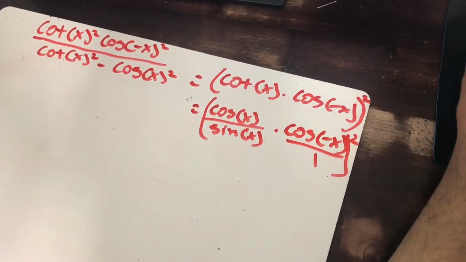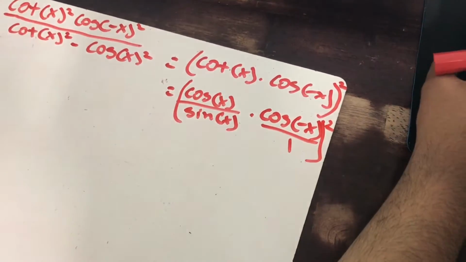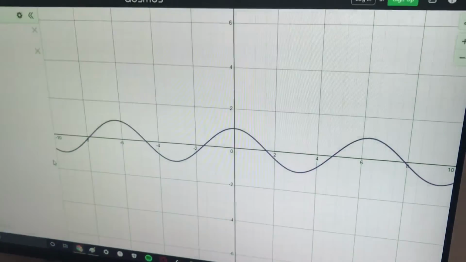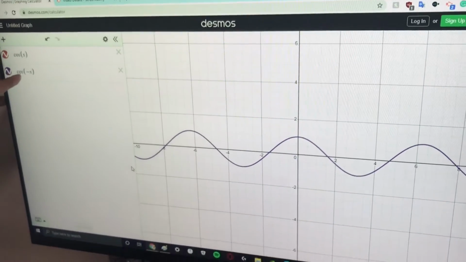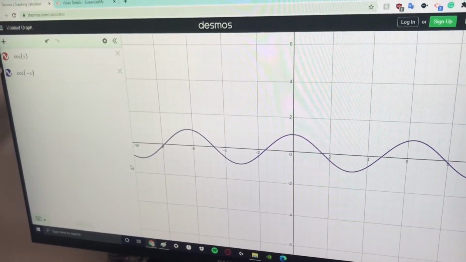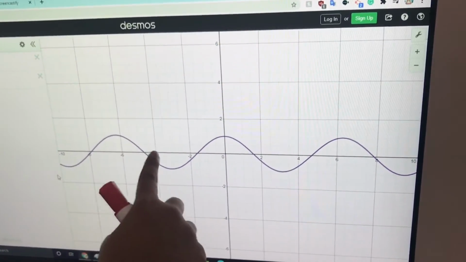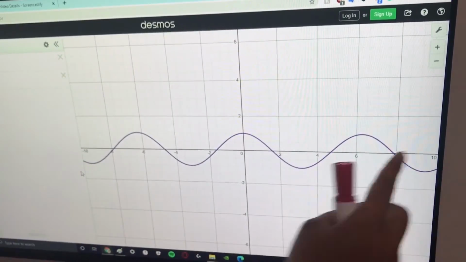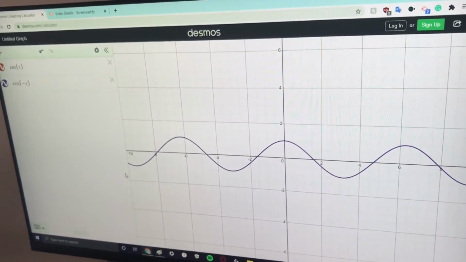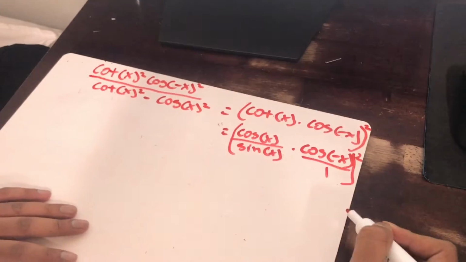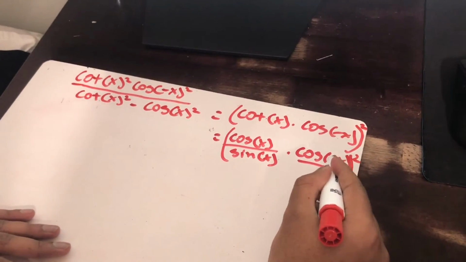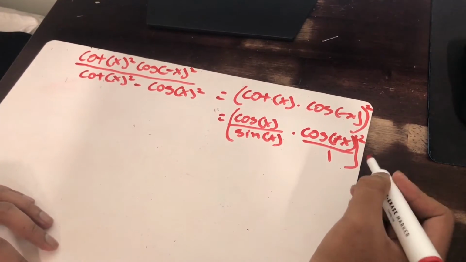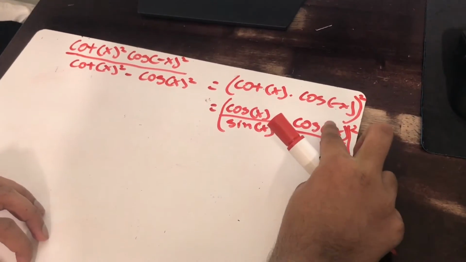Now, let me go to decimals. Okay, now you can see over here, cosine of x is going to be red, and cosine of negative x is going to be purple. And in the graph, you can see that they both align, which means cosine of x and cosine of negative x have the same property. So I can write cosine of negative x as positive x. If you do that, let me just erase it.